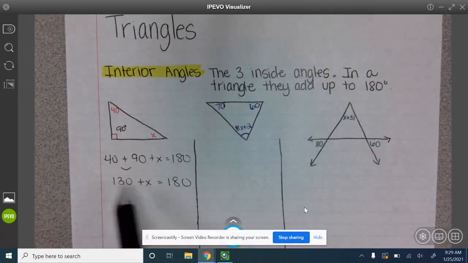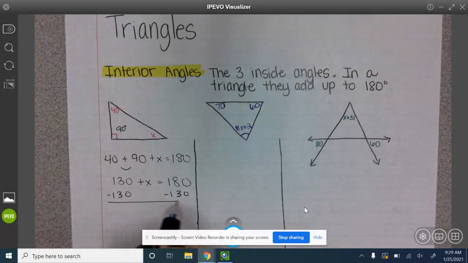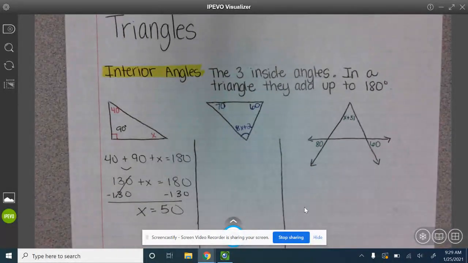Well, now it's a one-step equation. How do you solve for x? How do you get rid of positive 130? We're going to subtract 130 on both sides. And x equals 50. So our missing angle in this triangle was 50 degrees.